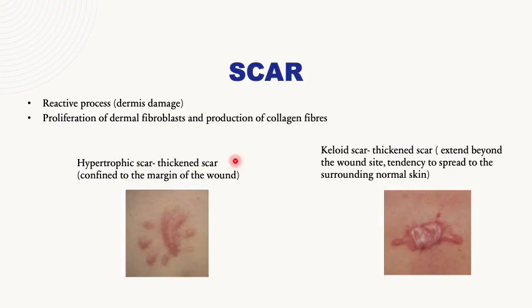Scar is the reactive process after dermal damage, resulting in proliferation of the dermal fibroblasts and the production of collagen fibers. And these are the scars that are commonly seen in dermatological practice. First is the hypertrophic scar, which is a thickened scar confined to the margin of the wound, and the keloid scar is one which extends beyond the wound site, and it tends to spread to the surrounding normal skin.